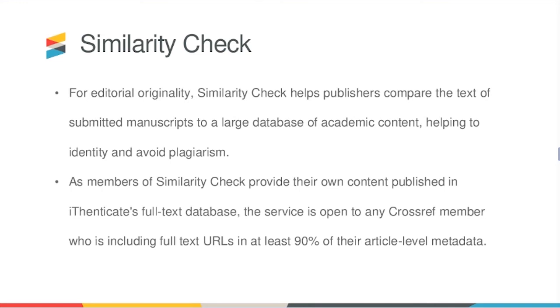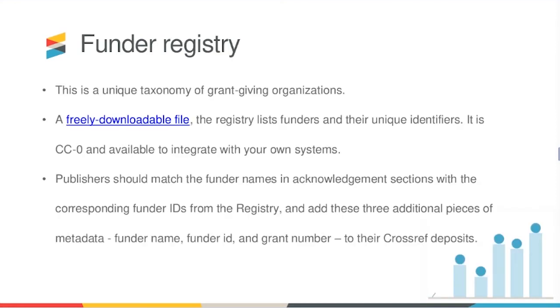Because obviously you don't want to publish anything that's going to infringe on someone else's copyright, or is trying to use someone else's work without giving it the proper attribution. So Similarity Check lets organizations compare the text of their manuscripts to that content to try to identify and avoid publishing something that's been plagiarized from another piece of work.